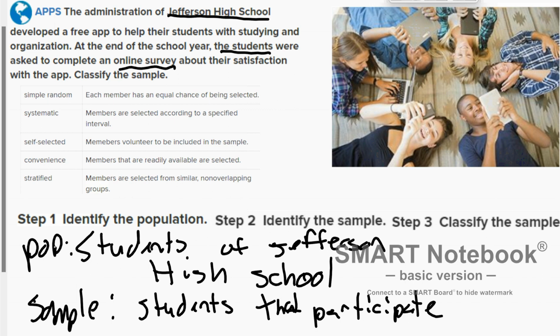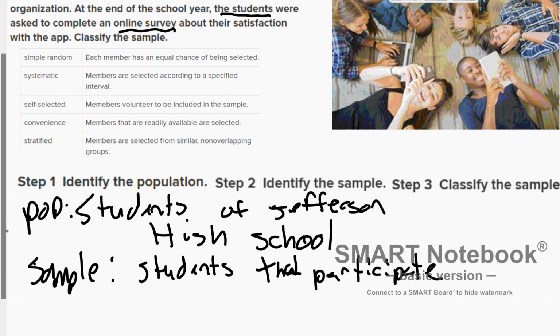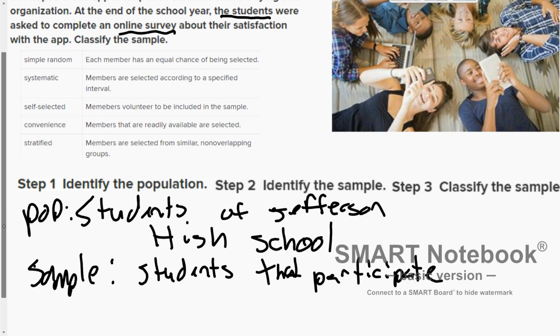And so what type is this then? If it was all students at Jefferson High School and the sample only included those that participated, is it a simple random sample where everybody has an equal chance? Is it systematic, with some kind of order to it? Is it self-selected, where the person opted in or volunteered? Or is it a convenient sample, where you happen to be around some people? Or is it stratified, selected into certain groups?